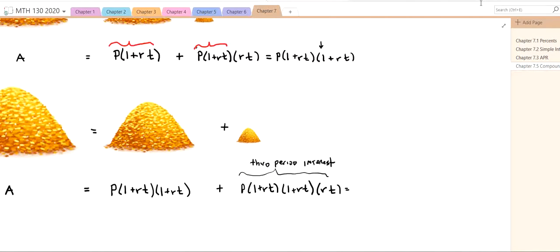I could simplify this by pulling again this common term. I'm going to group this whole thing, and I can see that it's the same as this. So I'm going to pull that out like such, and what I'm left with is 1 plus RT again. Let's square bracket this end.